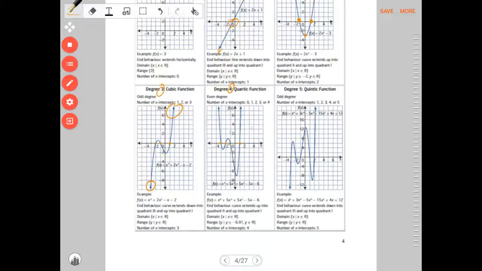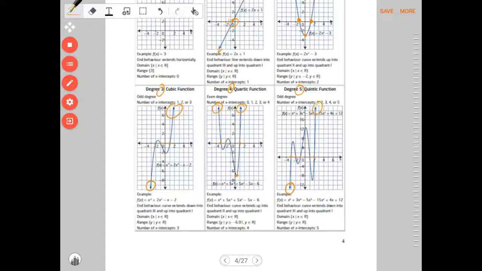Okay, the domain is x is an element of the reals. The range, you have to figure out that low spot. Okay, so it's going to be bigger than or equal to that. Again, the graphs extend high into quadrants 2 and quadrant 1. Okay, and then our last one, degree 5. Remember, that's all we're responsible for in Math 30-1. So there's 1, 2, 3, 4, 5 zeros. Okay, and we go high into quadrant 1, low into quadrant 3.